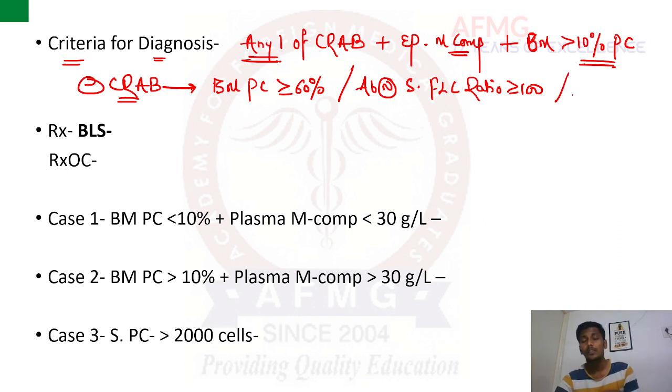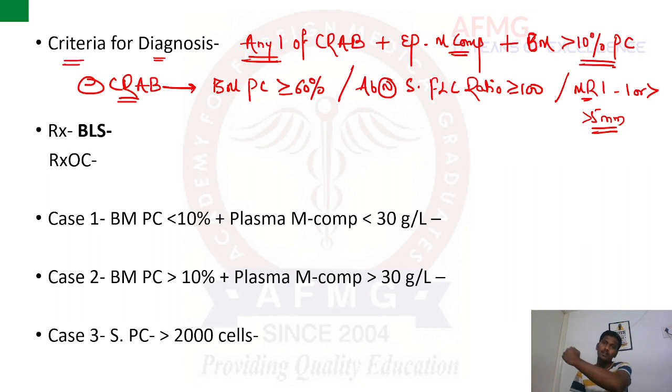Along with that, there can be an MRI finding which shows one or more lytic focal lesions, usually more than 5 mm. So at least if you cannot remember that, the first criteria should be remembered. At any cost, any one of the CRAB features plus electrophoresis showing M component plus bone marrow plasmacytosis of more than 10%, right? Even if there is absence of CRAB, multiple myeloma can be diagnosed with the help of one of these features, right?